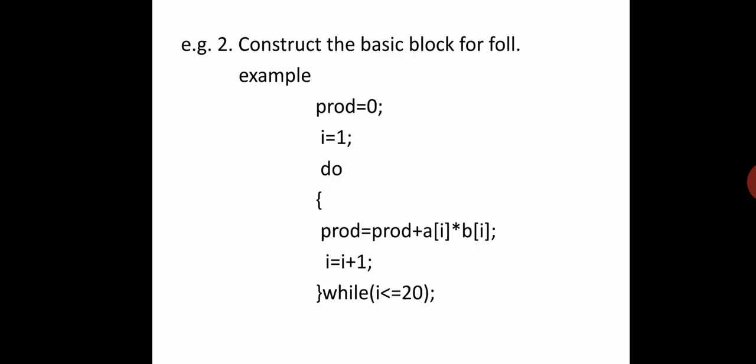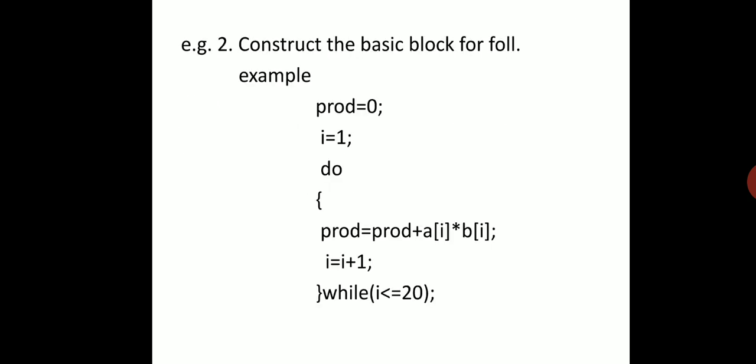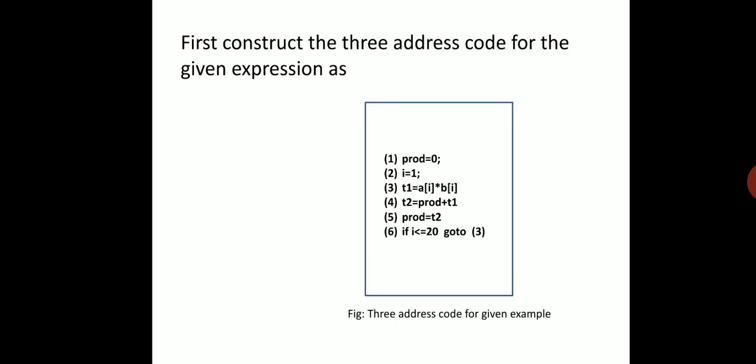Now let us take the jump instruction example. Here we have a do while loop. All 3 rules of finding the leader statements are applicable to this example. This is the simple example of a do while loop. Now we will construct the basic blocks for this example. So this is the code consisting of all the 3 address code instructions.